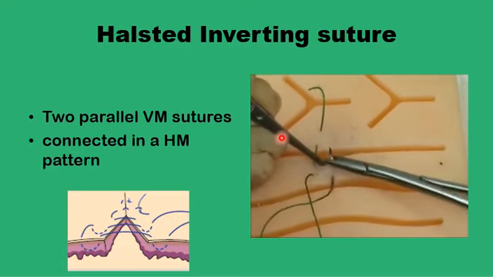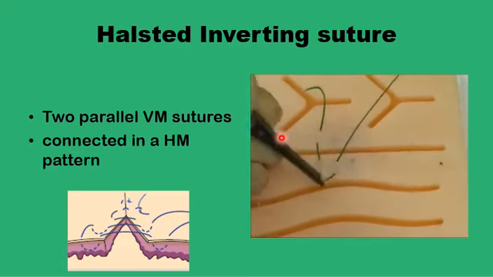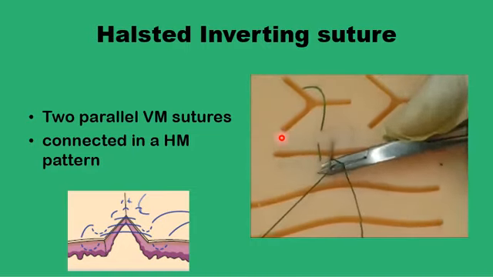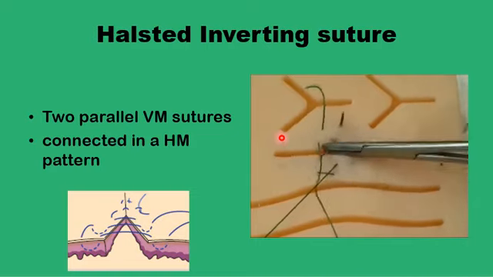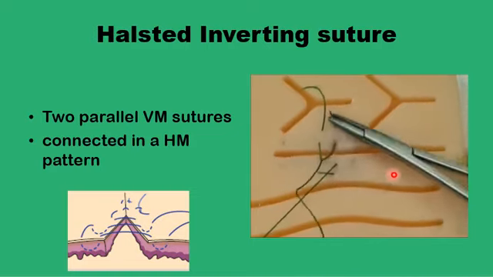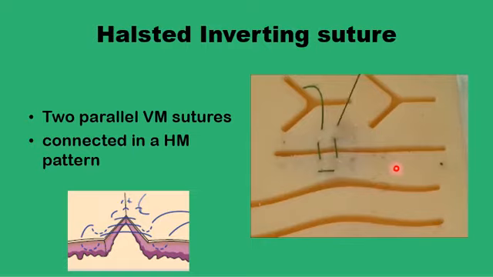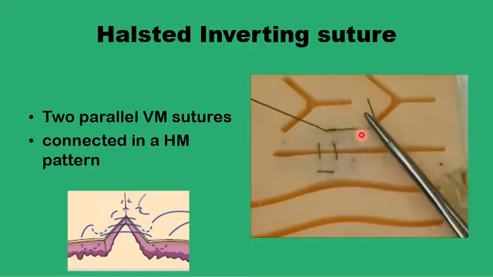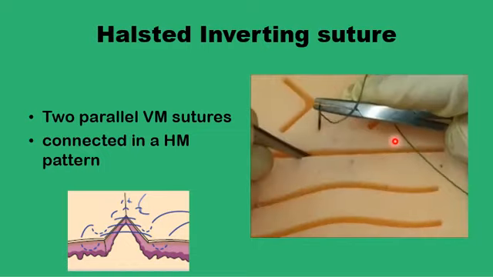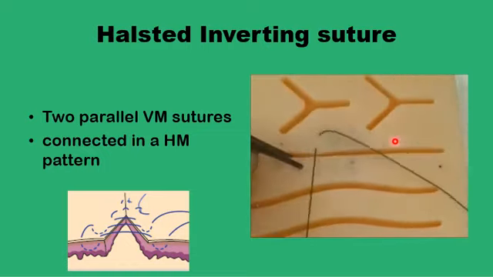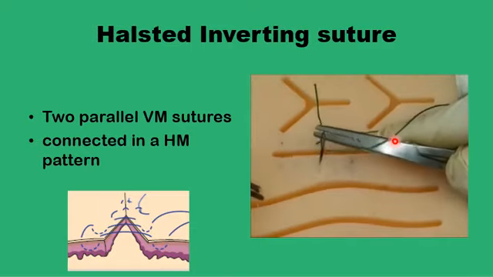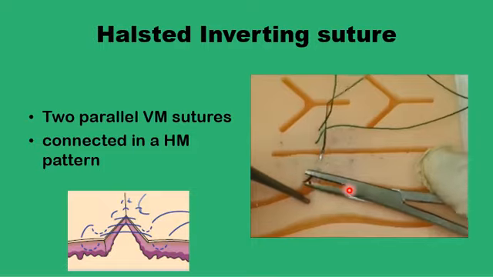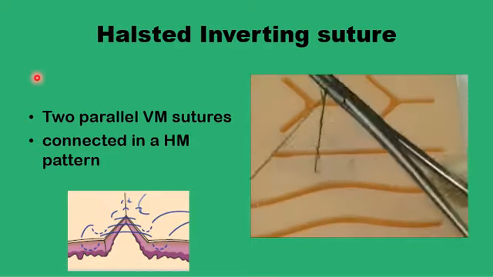tying the knot here to end up with a Lampert, we don't tie it. We're just going to continue and do another Lampert in the same way, far to near, and then near to far, and then we can tie the knot. So you have two parallel Lampert sutures connected together, much like a horizontal matrix suture.